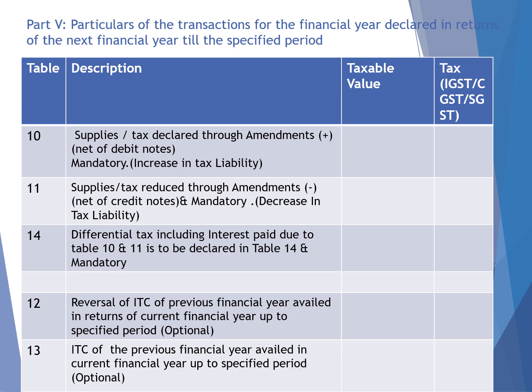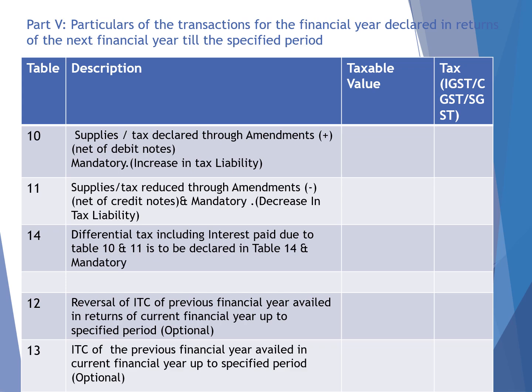it needs to be shown in table 10, and in table 11 we show the details of the outward supply adjustment or the details of the credit note which resulted in a decrease in the liability pertaining to financial year 23-24, and which is shown in the April 24 to October 24 returns.